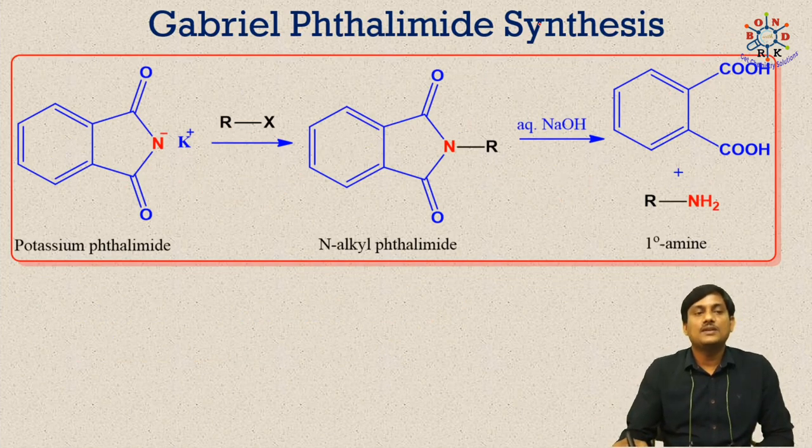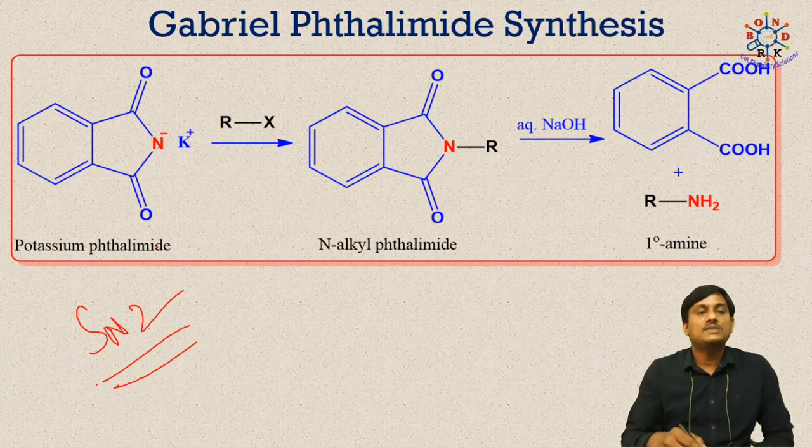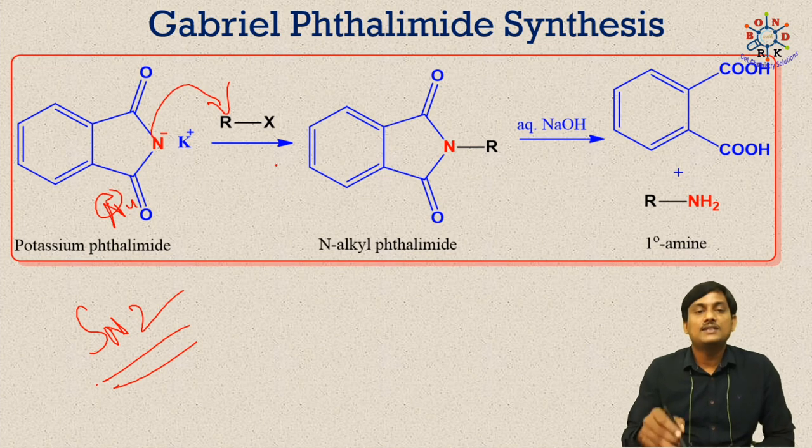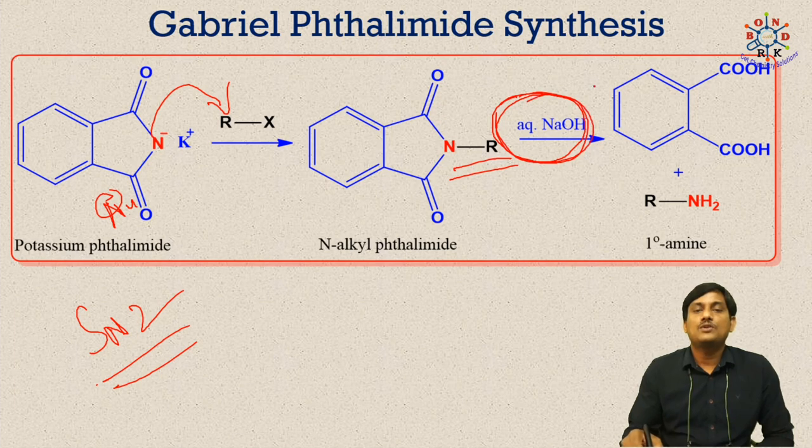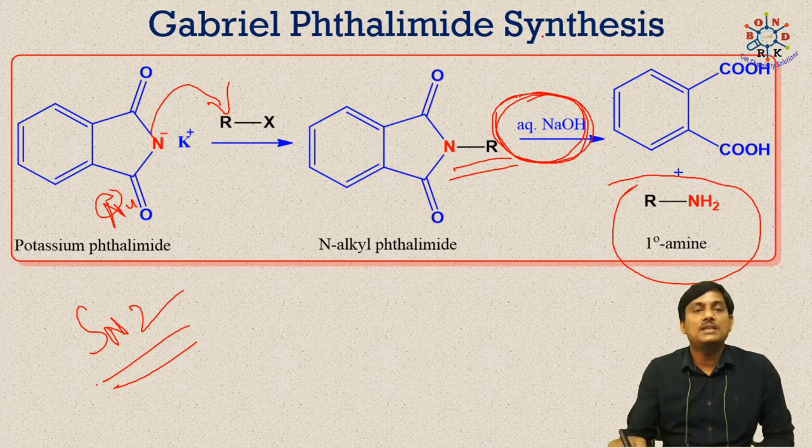Gabriel phthalimide synthesis follows the SN2 mechanism. First, potassium phthalimide is treated with alkyl halide. Here the potassium phthalimide acts as a nucleophile. This nucleophile attacks the alkyl halide in an SN2 manner, and there is a formation of N-alkyl phthalimide, alkyl substituted phthalimide. When you treat with aqueous NaOH, there is a hydrolysis reaction. So finally, you will get a primary amine. You can prepare primary amines by Gabriel phthalimide synthesis.